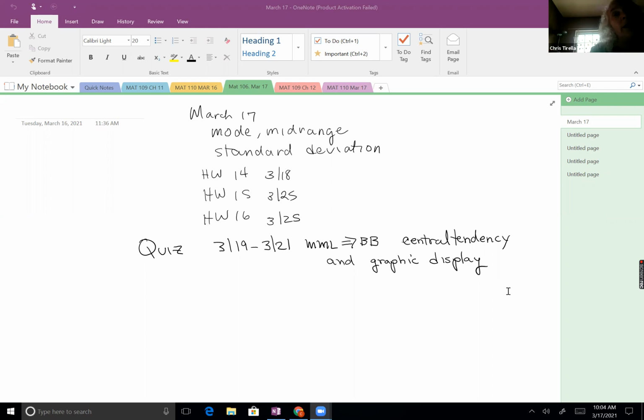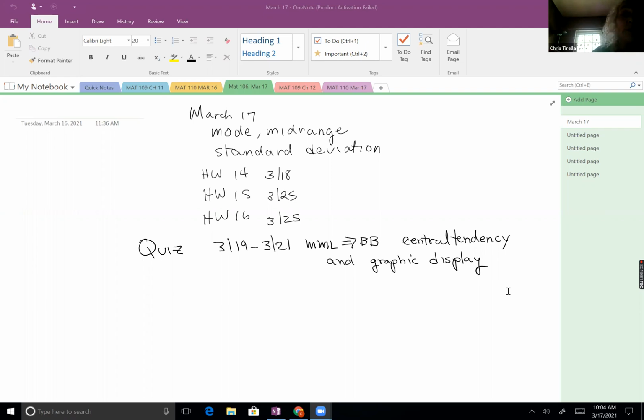We've been looking at statistics. We started looking at ways of organizing and representing data, and then we're looking at descriptions of the center. We looked at mean and median. Homework 15 got pushed back a day because we had not yet looked at mode and mid-range. Homework 16 is on what we're looking at today to measure the central tendency.